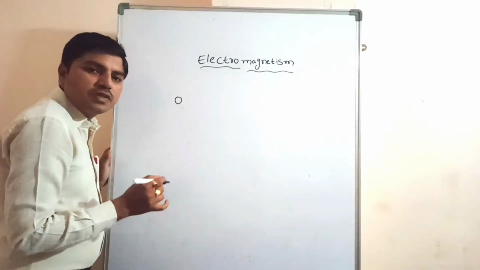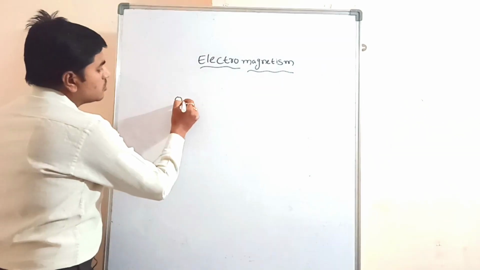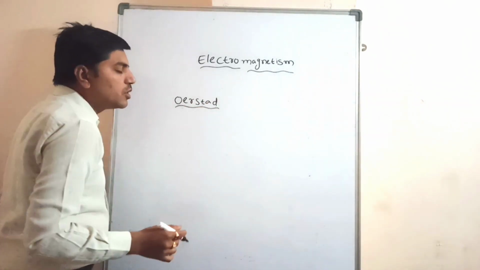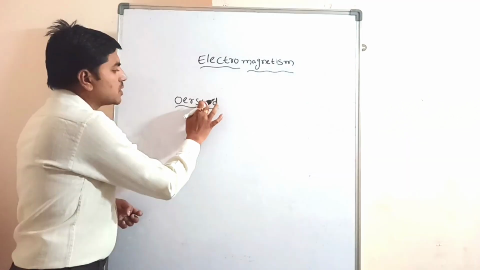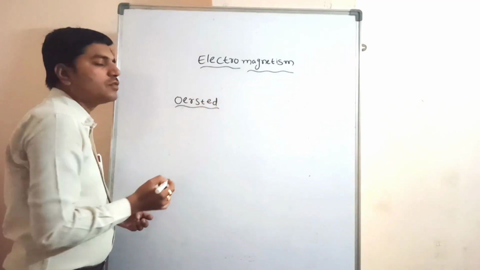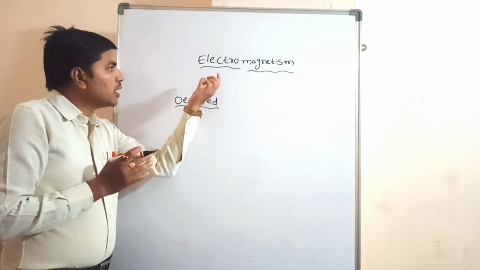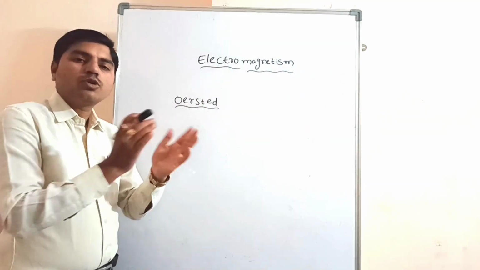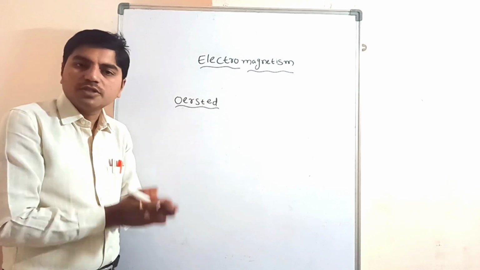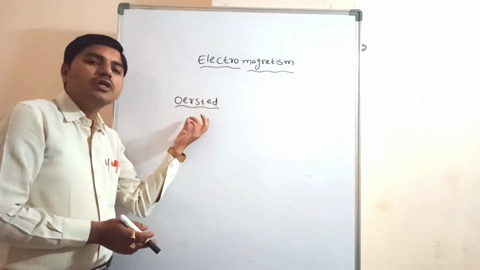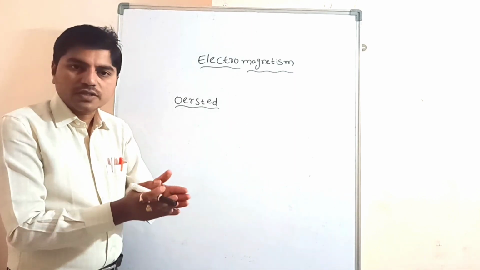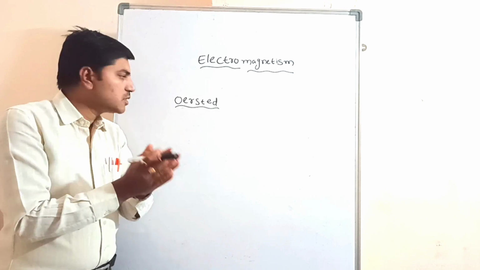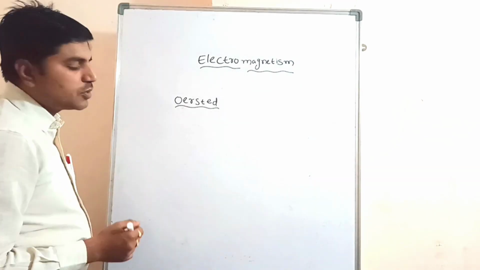Oersted is one of the scientists who gave the idea of the Oersted experiment. All people before the Oersted experiment thought that electricity is a different subject and magnetism is a different subject. Then Oersted did experiments on electricity and magnetism together. He got some idea about this, and that is the Oersted experiment.